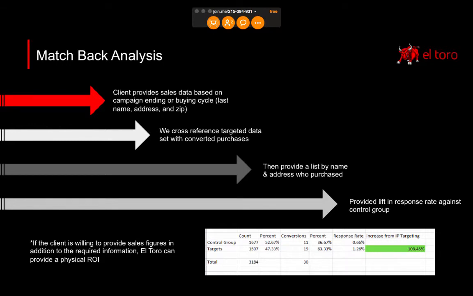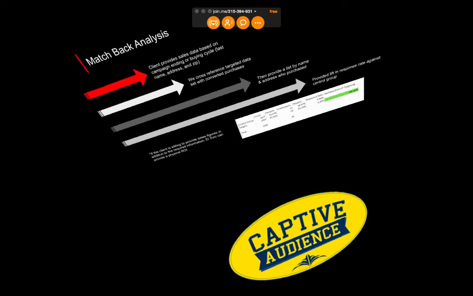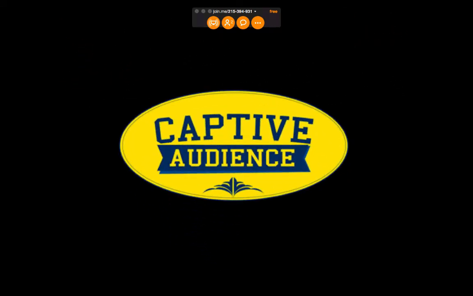You'll also be able to see the lift, or the increase, from IP targeting, again going back to that control group and target group. On the screen here you can see that we targeted fewer people and had more conversions. And ultimately, people that received the IP ads were 108% more likely to purchase as opposed to people who did not.